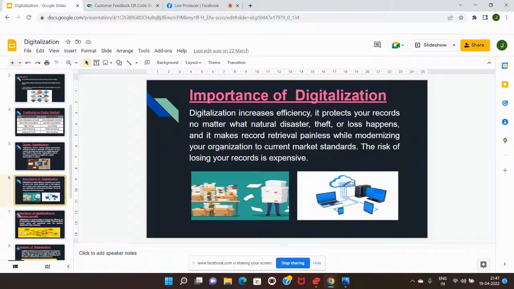Second slide would be comprising the importance of digitalization. If we talk about the importance of digitalization, there are three key factors. First would be the accuracy, which we have talked about earlier.